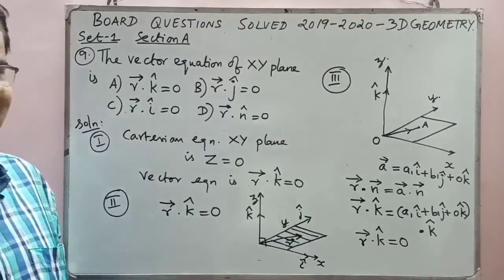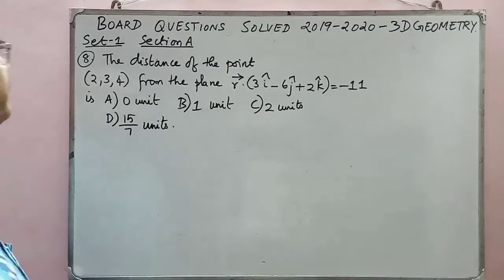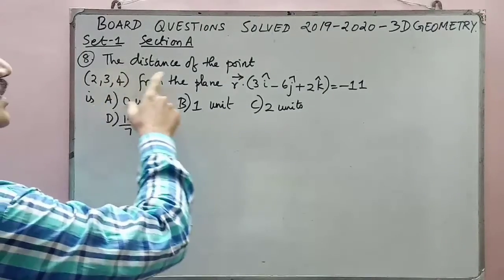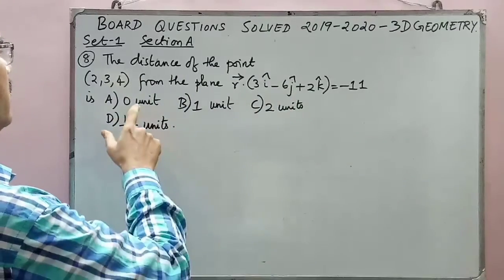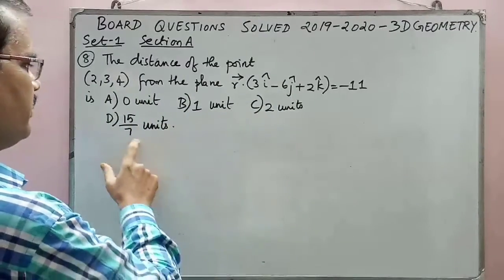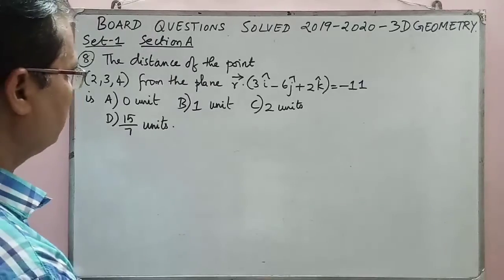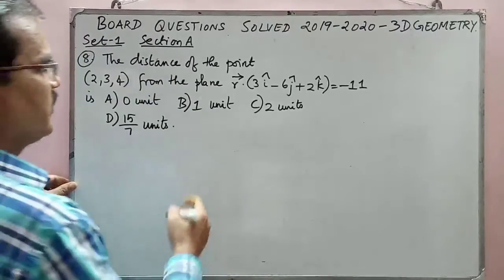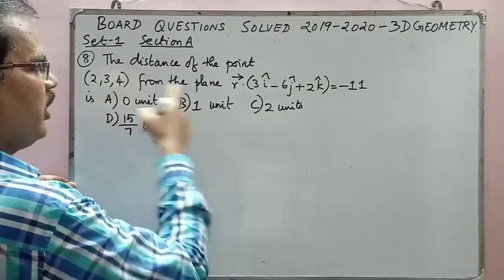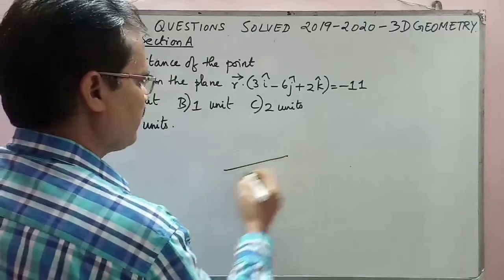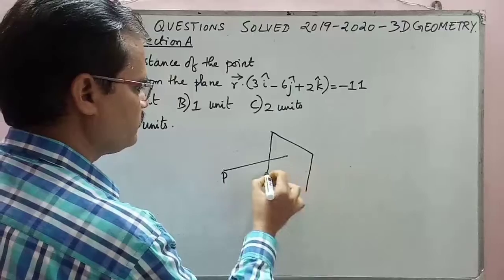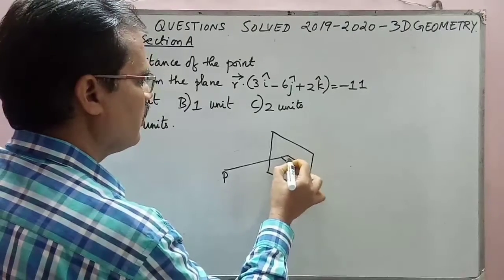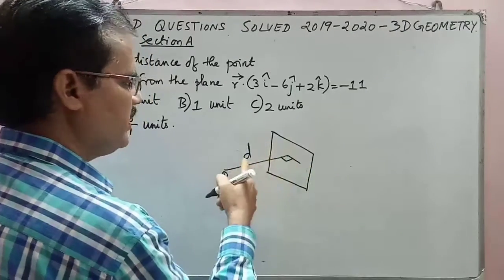Thank you, children. This objective question: the distance of the point (2, 3, 4) from the plane is 0 unit, 1 unit, 2 units, or 15 by 7 units. Now, for doing this question, let us understand this. From a point to a plane, we are finding the distance from a point P to a plane. So we need to find the distance.